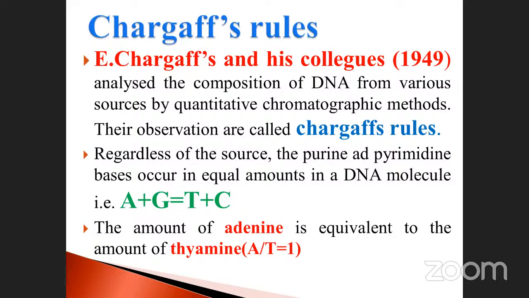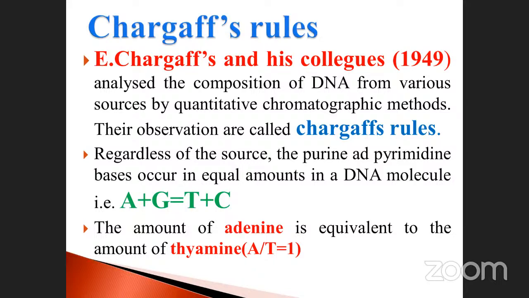See, Chargaff and his colleagues in 1949, what they did, they analyzed the composition of DNA from various sources by quantitative chromatographic method. This observation is called the Chargaff rules. Okay, regardless of the source, the purine and pyrimidine bases occur in equal amount in DNA molecules. That is very, very important. What did he state? The statement: purine and pyrimidine bases occur in equal amount in a DNA molecule.